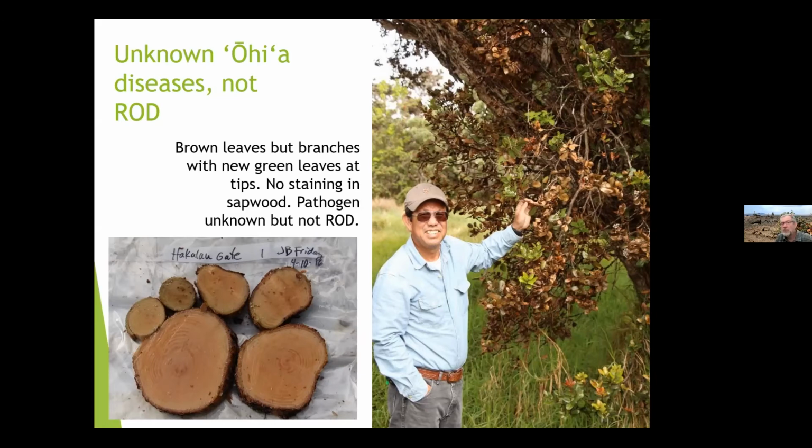The symptoms we saw here, and again, this is one of the things I want you to pay attention to, it was all mixed. There were a lot of dead leaves on the branch, but mixed in with a lot of green leaves. If it had been ROD, it would have been poof, everybody's the same. This was this mix. We sampled it. You saw the wood. There's no staining in the wood. There was no pathogen recovered. So we don't know what that was, but not ROD.